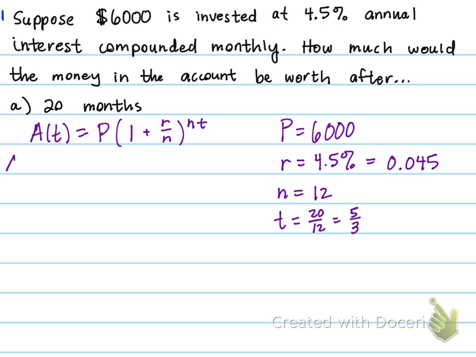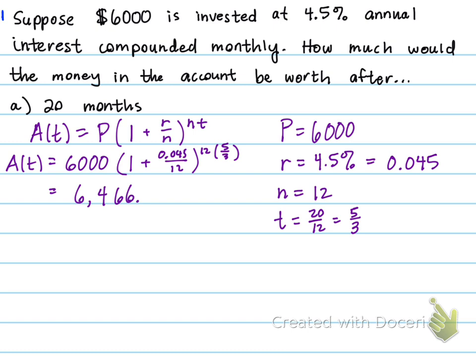Now we're going to plug it in to find how much A of t is. Again, you will need a calculator for this, so please grab a calculator. Plug in your formula. You have 6,000 times 1 plus the rate 0.045 over 12, to the power of 12 times 5/3. Now from there, when you grab your calculator and type all that in, it's going to give you the answer of 6,466.397771.